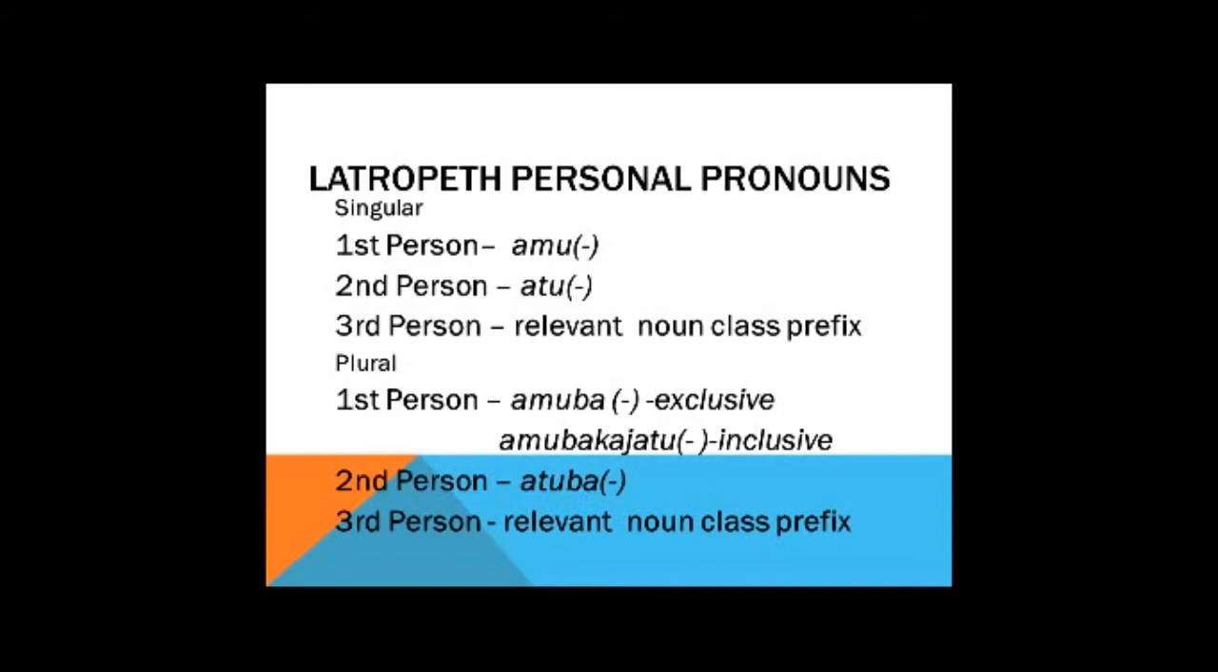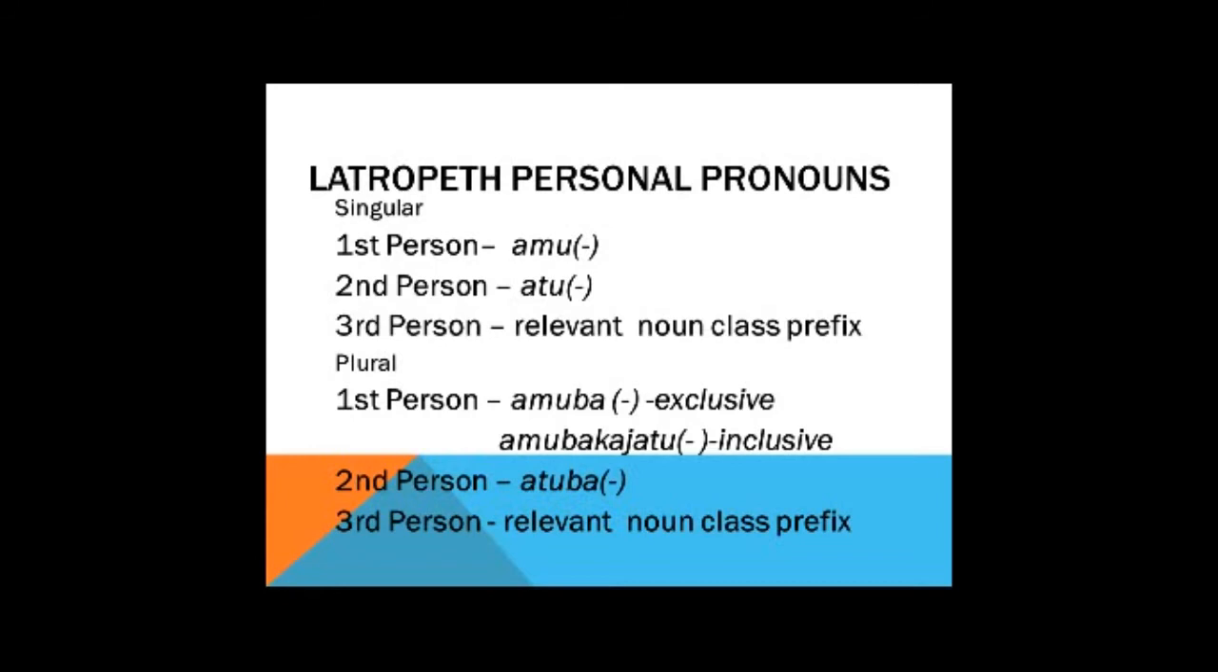Now with first person plural you have an exclusive and an inclusive form. So this is the equivalent of we. So amuba and amuba kayatu. Amuba, we exclusive, means us not including you. The inclusive form, amuba kayatu, means us including you, or we including you. In spoken Latropeth, very often amuba, the simpler form, is used for both exclusive and inclusive.